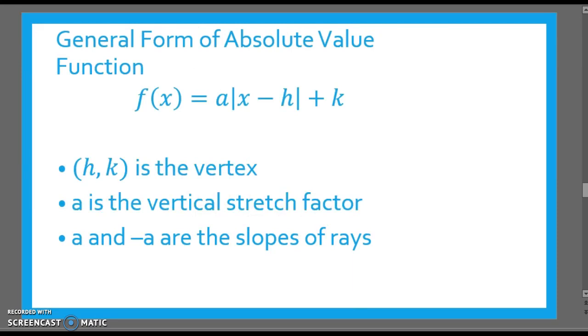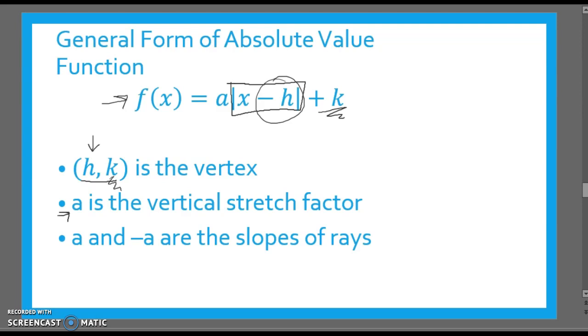So here's the general form that makes it really easy to graph. You don't have to keep plotting points over and over again. So f of x equals a times the absolute value of x minus h, plus k. Now here's the important thing. (h, k) is the vertex. So whatever number you have here, if that's -4, then +4 would be the h. So you always take the opposite of whatever number that is. All right? And then positive k will always be positive k. So whatever number you have for k will remain the same.